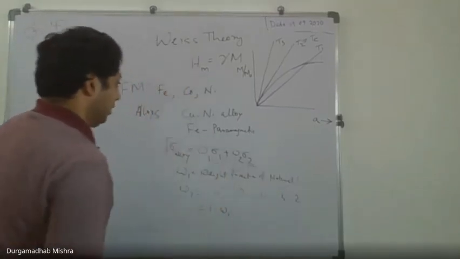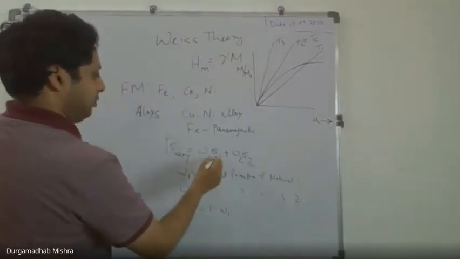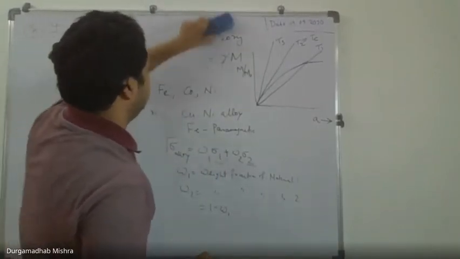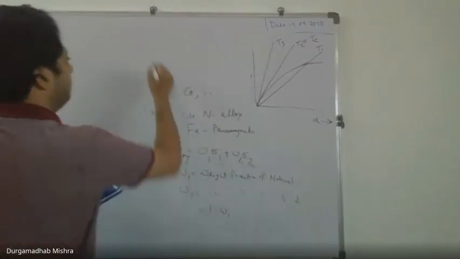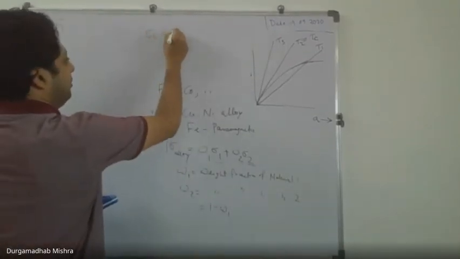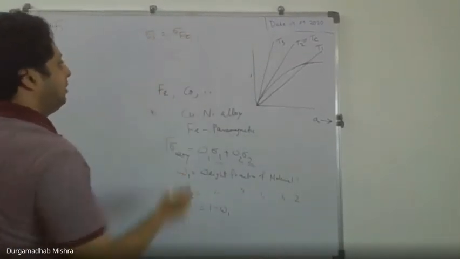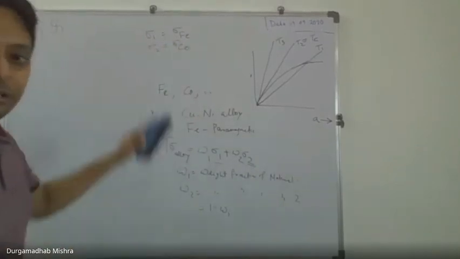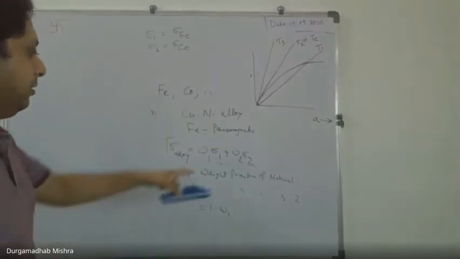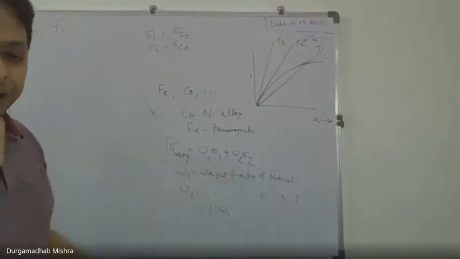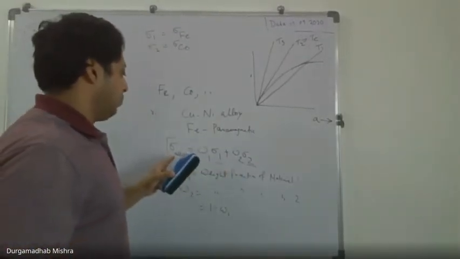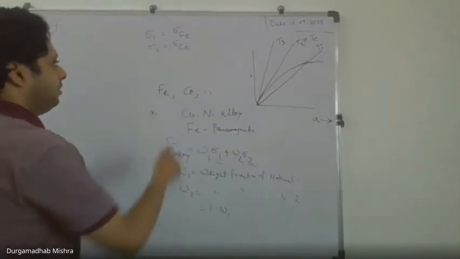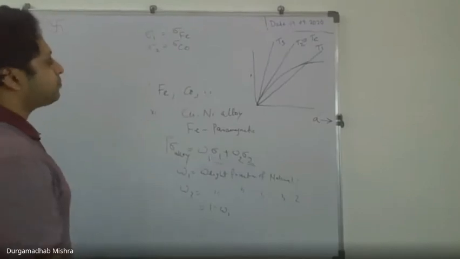Here, let's say sigma 1 could be iron and sigma 2 could be cobalt. So this will be an iron cobalt alloy. If you know the weight fractions, then you can calculate the specific magnetization of the alloy. These parameters are known.